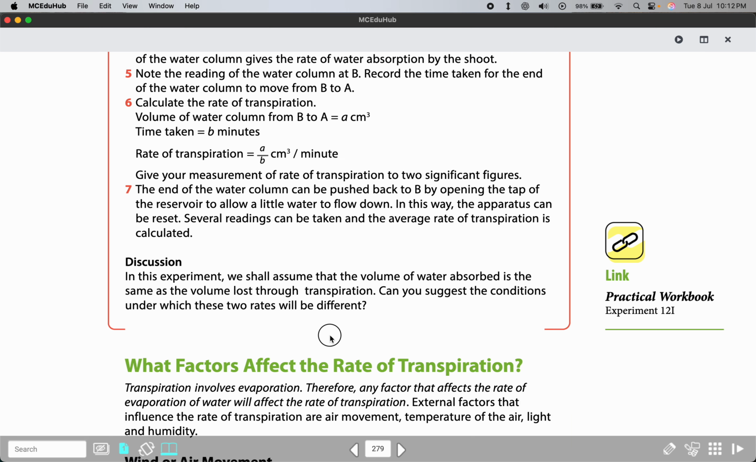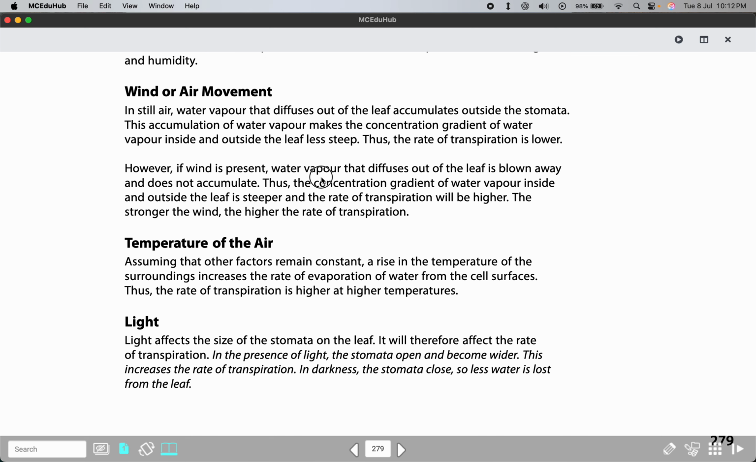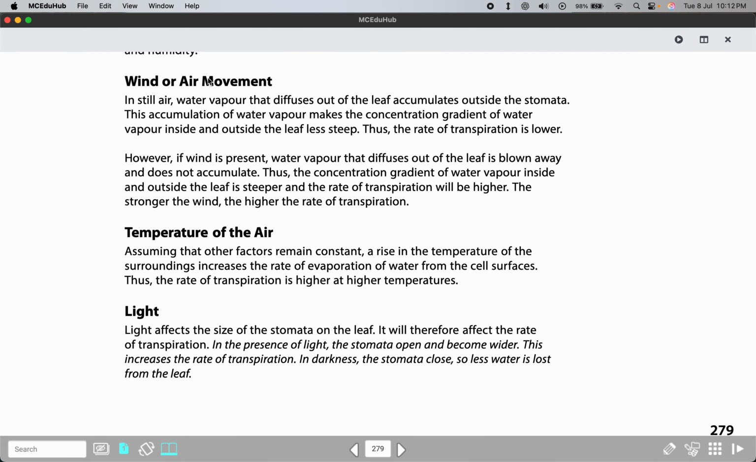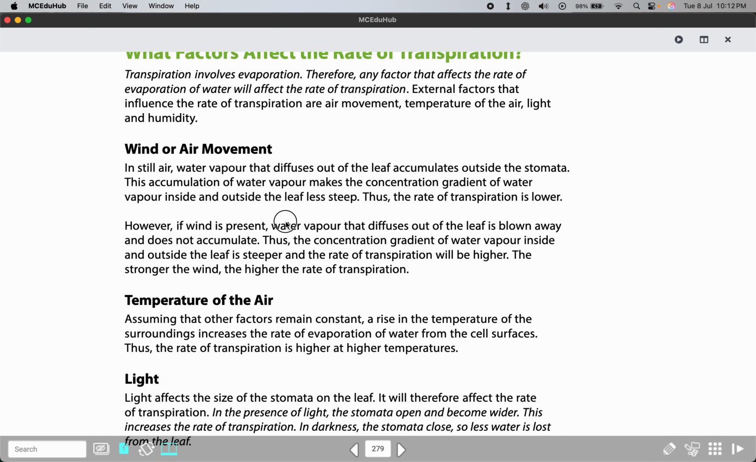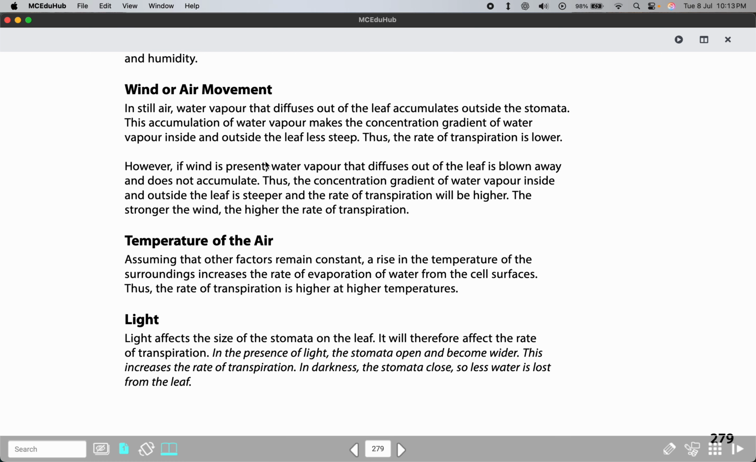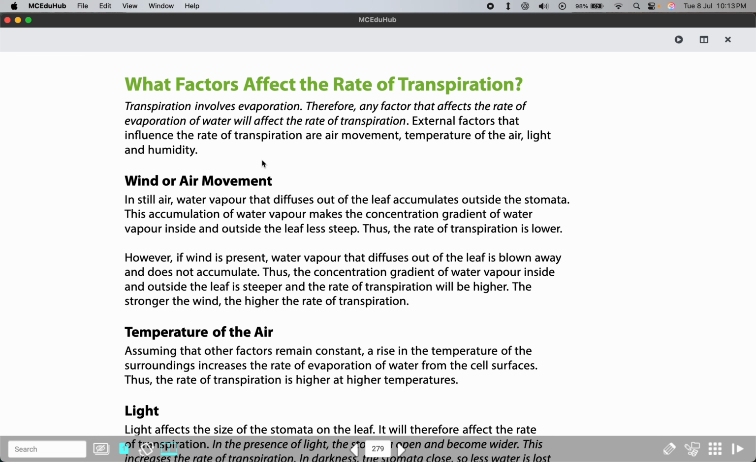All right. So what factors can affect the rate of transpiration? These are the three factors over here: air movement, temperature of air, and light. There's one more factor that is missing here. It's humidity. How I remember it is the word HALT: Humidity, Air movement, Light, and Temperature. HALT. Okay, so let's talk about air movement first.